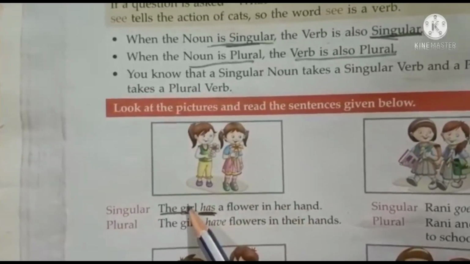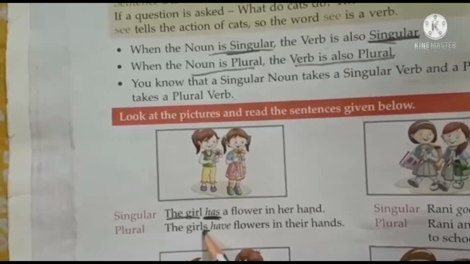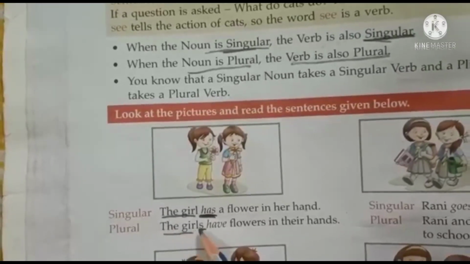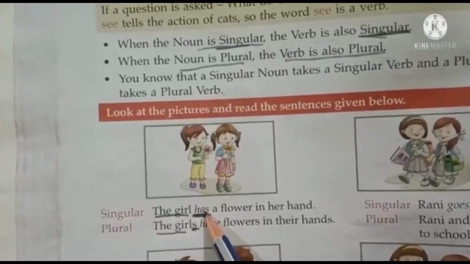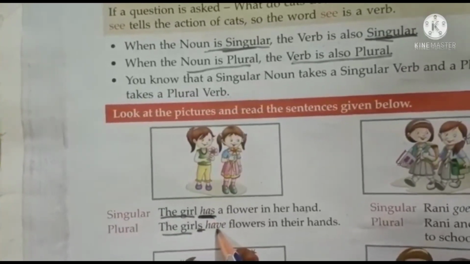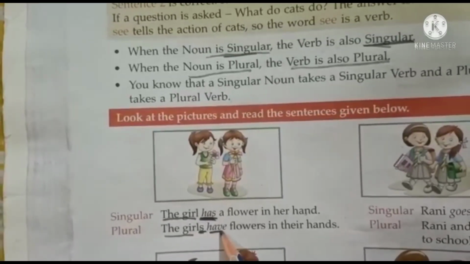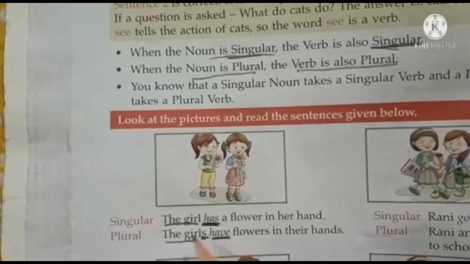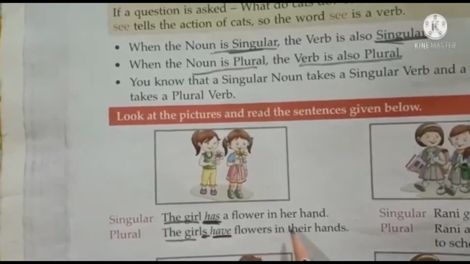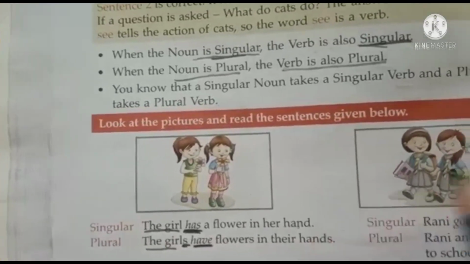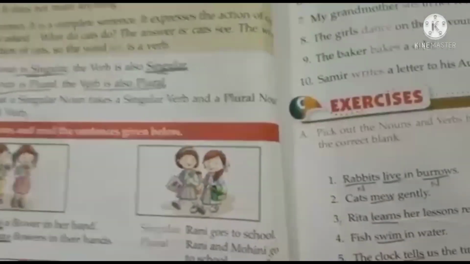But suppose in this sentence I put S over here and it becomes plural. The girls. So this has will change into have. So if the plural noun is there, the verb will also be plural. H-A-V-E, have. The girls have flowers in their hands. Let us see the second example.